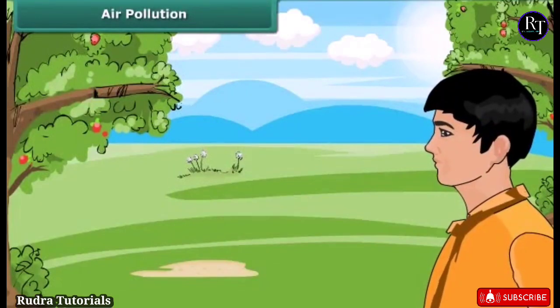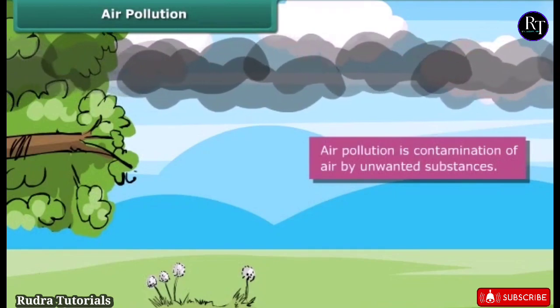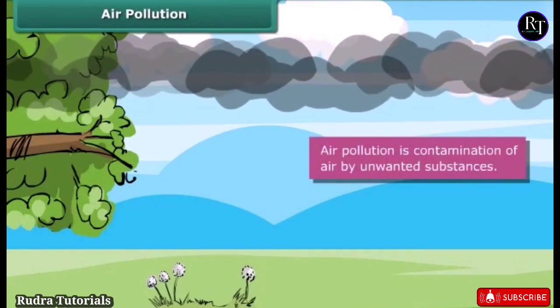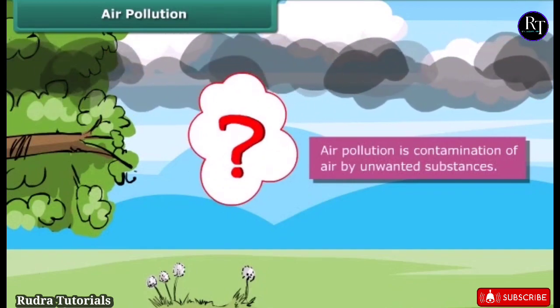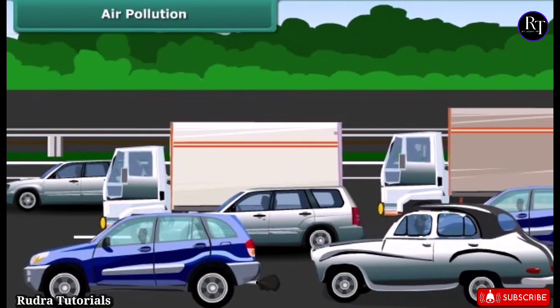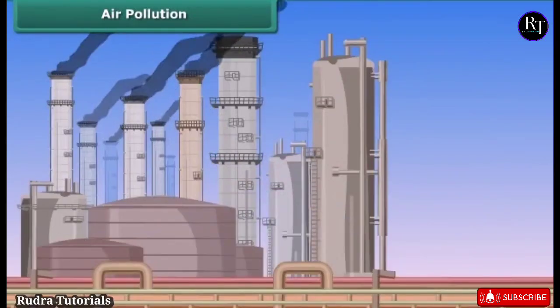Air is necessary for our lives, but air is getting polluted day by day due to the presence of unwanted substances in it. Now you would like to know from where these substances come. These are released when fuels burn in vehicles or factories, and power plants produce them as gaseous wastes.